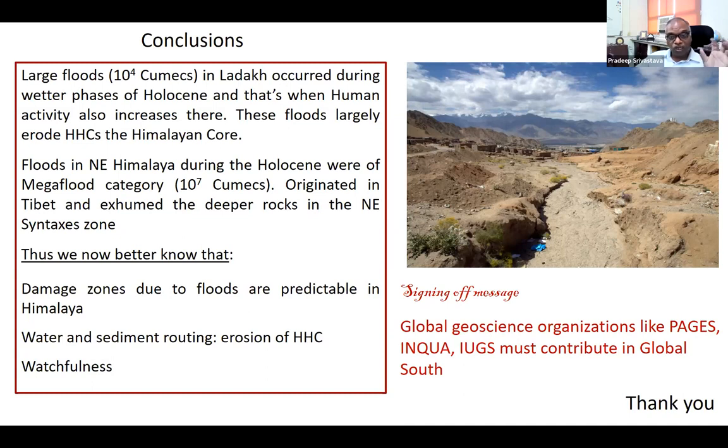Thus, with all the modern flood data of 2013 and the paleoflood deposits, the paleoflood records, we now know where the damage zones are likely to occur in the Himalaya when we have floods like 2013 and larger floods. Therefore, the damage zones in a setting like the Himalaya are predictable. And we also now know better what the water and sediment routing and erosion hotspots in the Himalaya are when these kinds of floods occur.